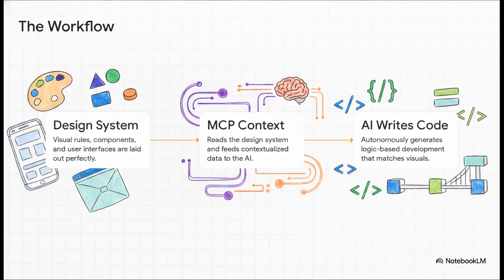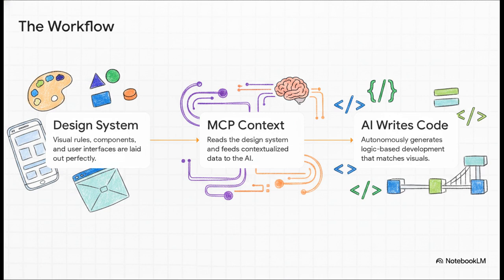Then we hit Step 2, and this is the magic moment. MCP provides the translation context. The second those designs are finalized, the Model Context Protocol reads the updates and feeds structured, deeply contextualized data straight into the AI's context window. And finally, we arrive at Step 3.